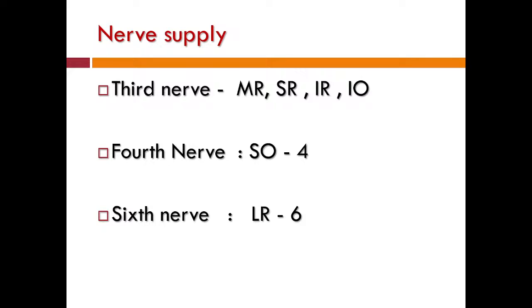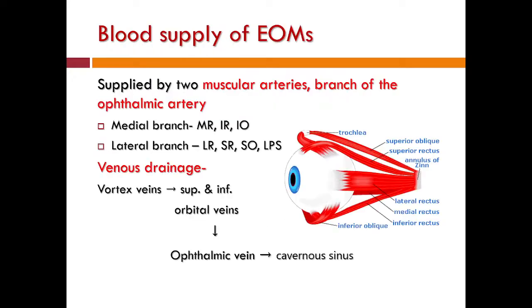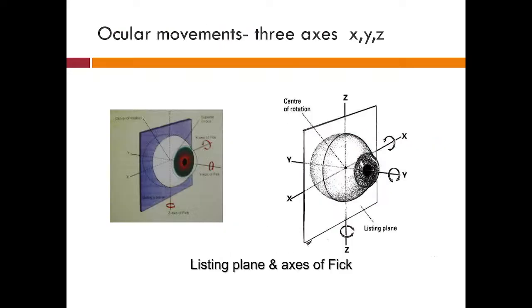The nerve supply, SO4 LR6, you already all know which nerve supplies which muscle. This is the blood supply coming to the ocular muscles. The ocular movements occur along a plane known as Listing's plane. This is the plane along which the movement of the eyeball occurs, and it occurs around 3 axes known as the axes of Fick. So, how does the eyeball move? The eyeball moves around 3 axes, X, Y and Z, and it moves along Listing's plane, which is located at the equator of the globe.